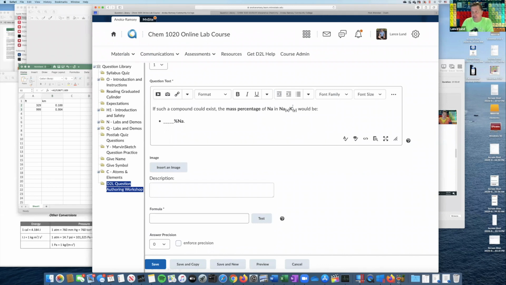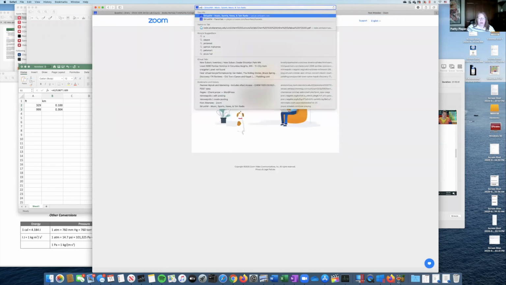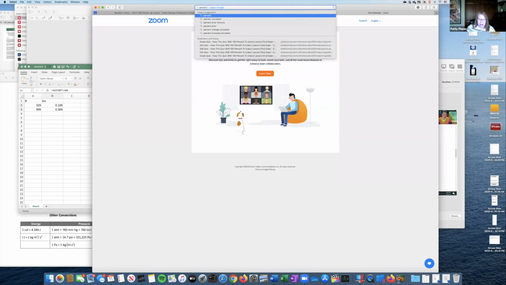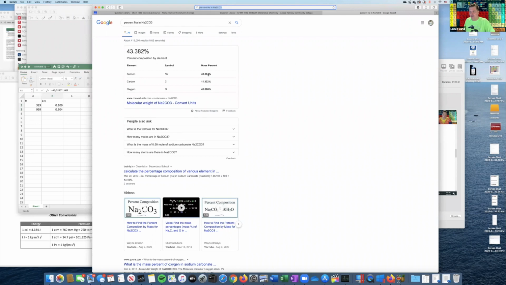To prevent some cheating, because if you want to do a percent by mass composition, all a student would have to do is search percent of sodium in sodium carbonate on Google, and that would return the correct answer. I know that you can find many things on Google, if it's a known topic. So if we did this right here, see how quickly that was returned? There's your answer. They don't even have to Google it.